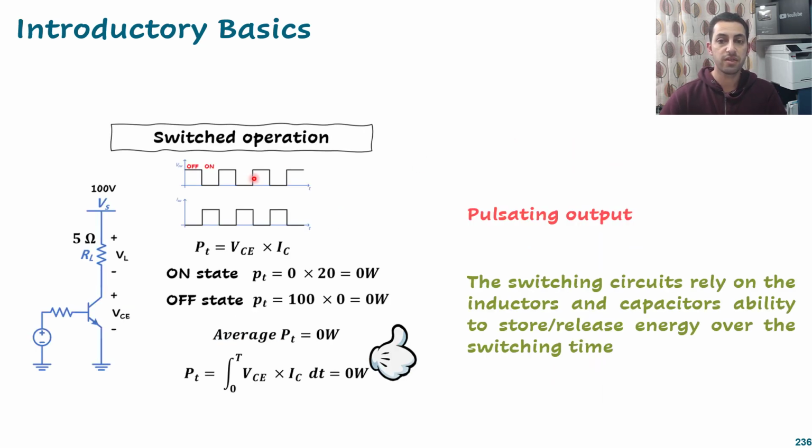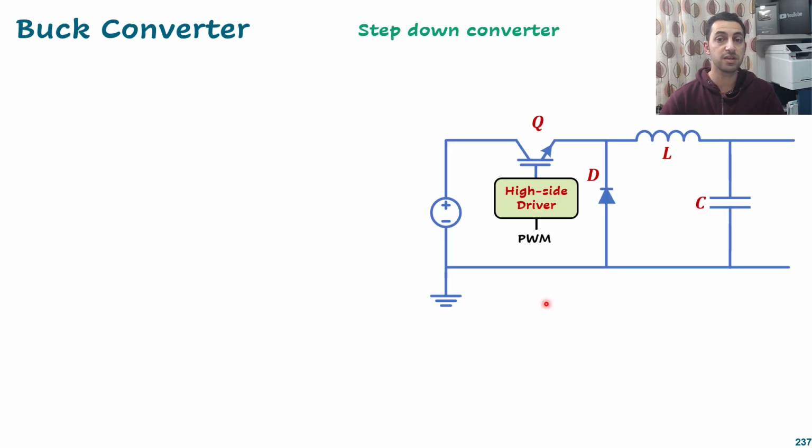As we said, the pulsating current and voltage is not desirable for most of the loads, so that's why we start adding the capacitors and inductors, and we now agreed about how the inductors and capacitors should behave, because these are the starting point for analyzing our first converter, which is the buck converter.